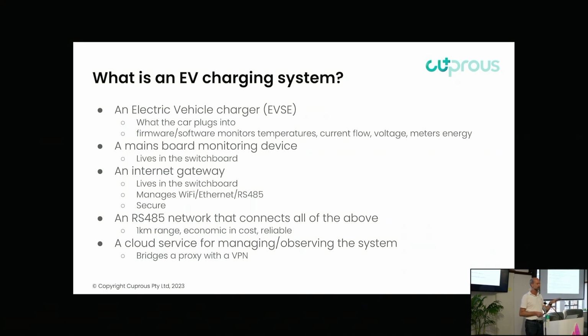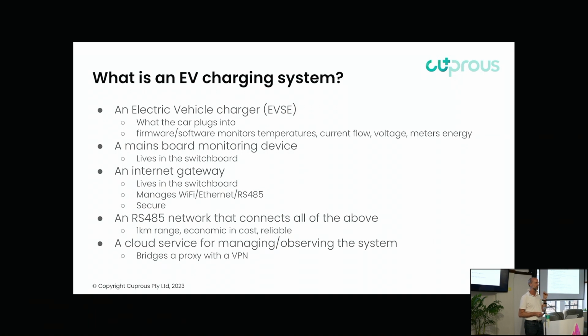So first of all is the electric vehicle charger itself, what we call the EVSE, and that's the thing that the car plugs into itself, right? So we've built that. The firmware on board there has firmware and software. It monitors the temperature of the case, the heat, the contactor heats. They get quite hot when you start delivering 32 amps through for about 15 minutes or whatever. Current flow, voltage, metering, we meter on board there. Quite a sophisticated bit of software.